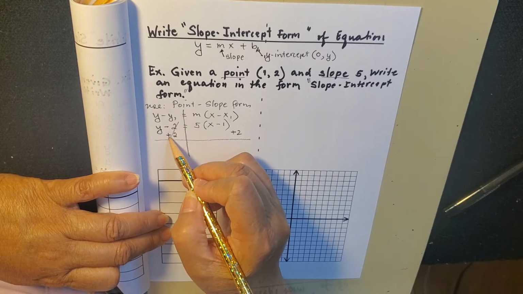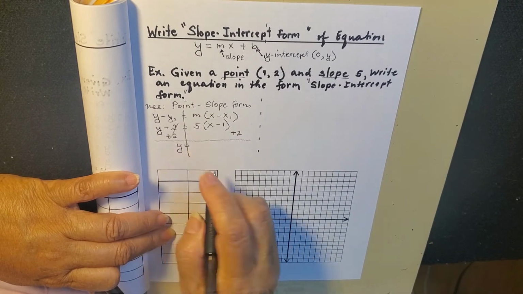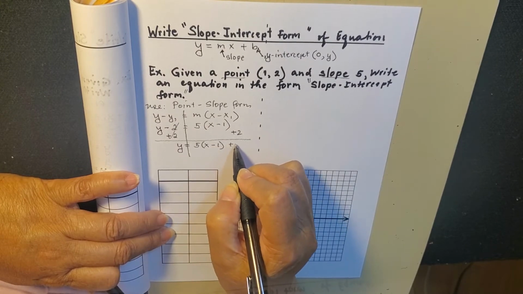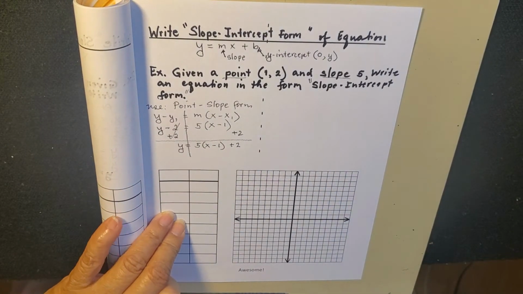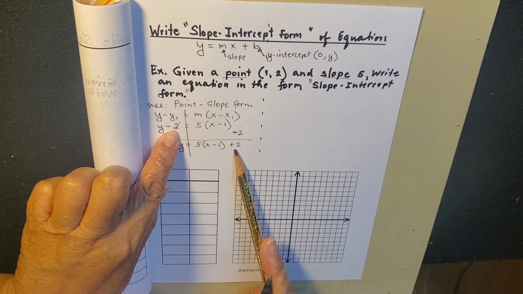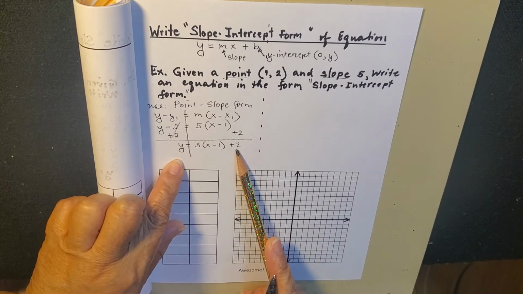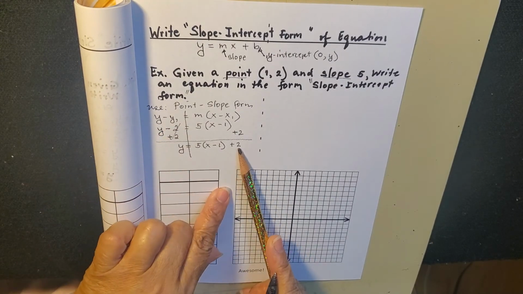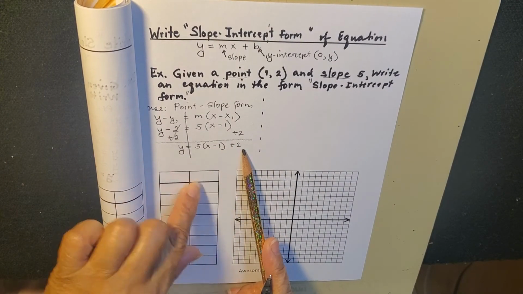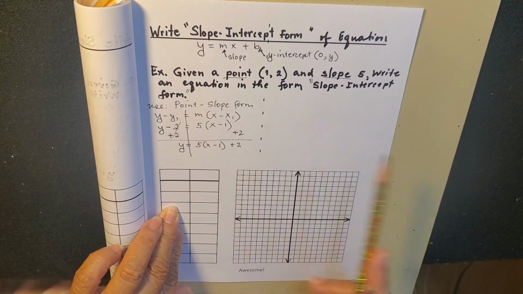If I do that, this becomes 0. So y is already by itself. Now this is y equals 5 times (x minus 1), and then plus 2. Now take a look at the pattern. I have minus 2 here, and in the next line I move negative 2 to the other side of the equal sign and switch the sign. So I have 5 times (x minus 1) plus 2. Whenever you move one number to the other side of the equal sign, you change the sign.